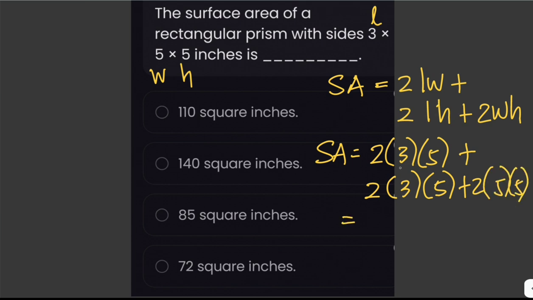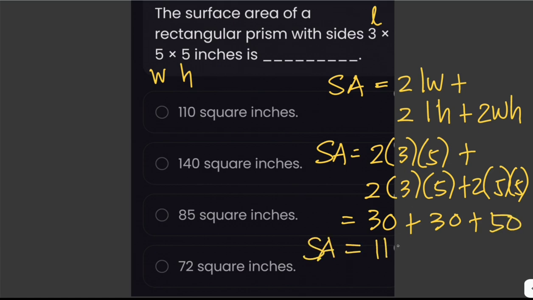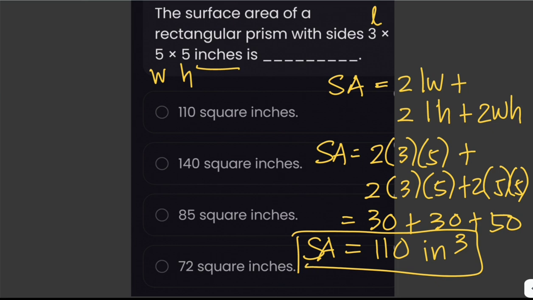So this is just 15 times 2 is 30. 15 times 2 is 30, and then 10 times 5 is 50. So this is just equal to 110 square inches. So this is the value of the surface area of the given rectangular prism. So this is the answer, 110 square inches.